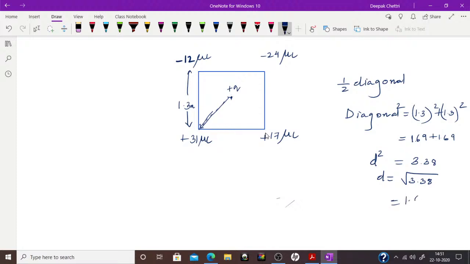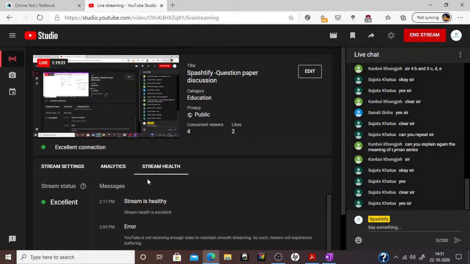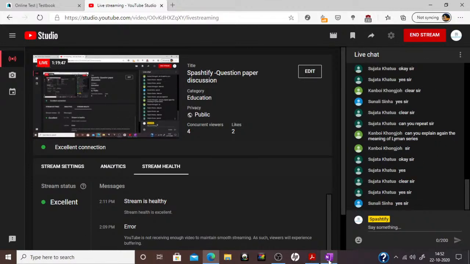Find this value. So it's 1.84, right? So this is d, I want to find half of d, so divided by 2, d by 2 will be 0.92 meters. Is it clear how I got this distance, clear or not? Yes, clear or not? Okay, so that is how I got the distance.